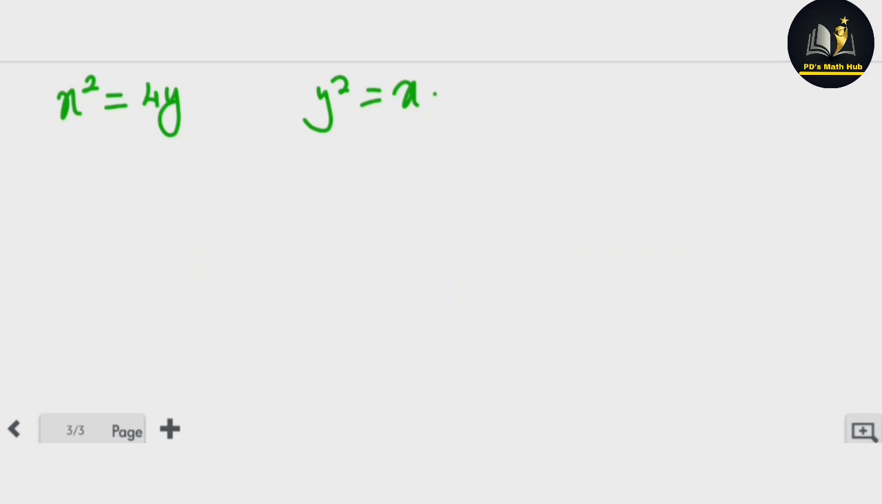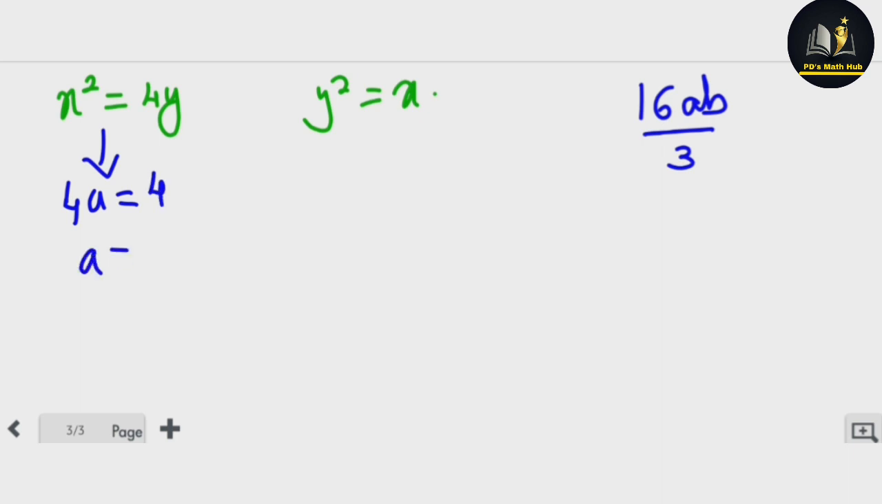One more example. x square is equal to 4y and y square is equal to 4x. The formula we have is 16ab divided by 3, so you need to find the values of a and b. Compare this with x square is equal to 4ay. So 4a will be equal to 4, so the value of a will be 1. And here, when you compare y square is equal to 4ax, or 4bx, 4b will be 1 and the value of b will be 1 divided by 4.